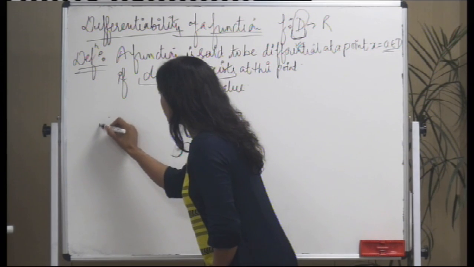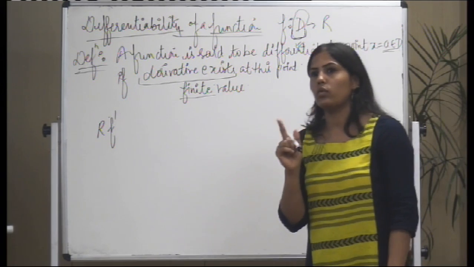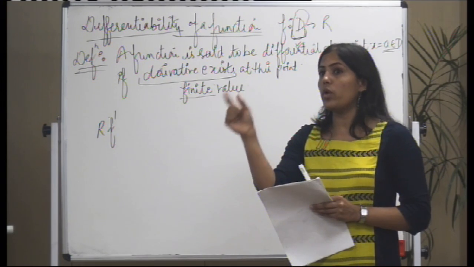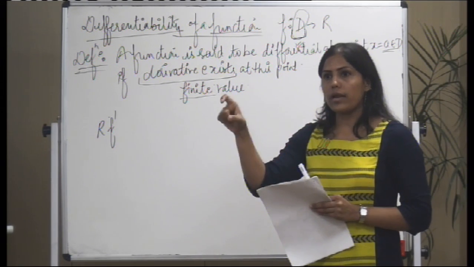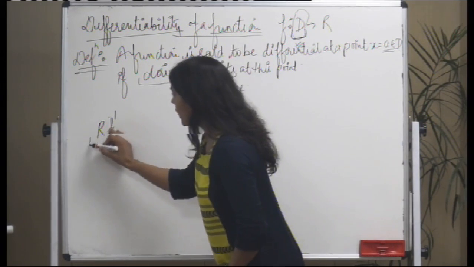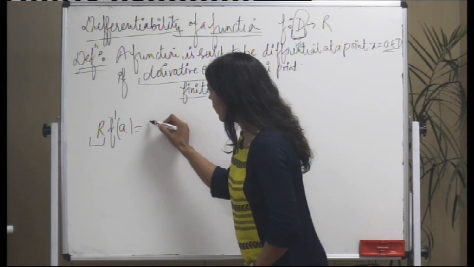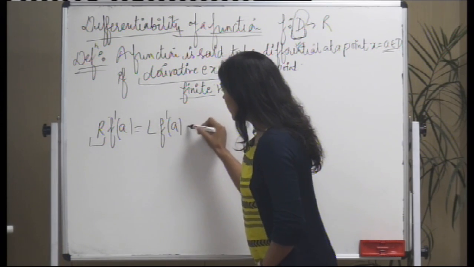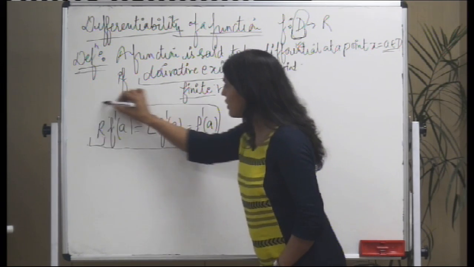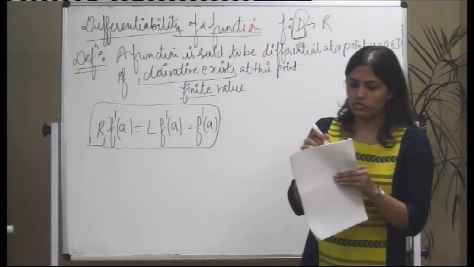For continuity, what do you do? You calculate the left limit, the right limit, and then the value at that point also. If all are equal, you say the function is continuous. Here, you calculate the right derivative at that point, then the left derivative at that point, and this is the derivative at that point. The same thing holds for the derivative. This should exist, this should exist, this should exist, and all three should be equal.